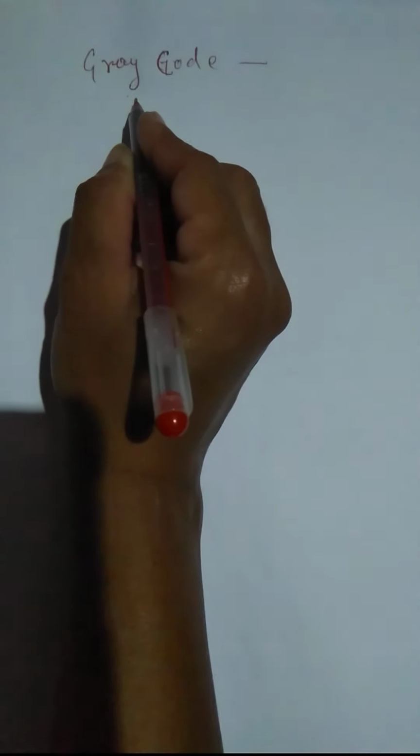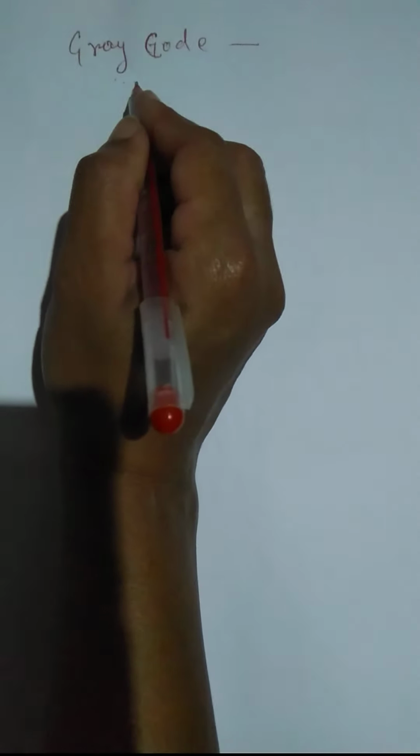That gray code is known as the unique distance code. It is not positionally assigned a weight, and in a gray code there are two methods, binary to gray and gray to binary. It is also a reflective code, and the similar operation of the XOR gate is applied in this gray code.